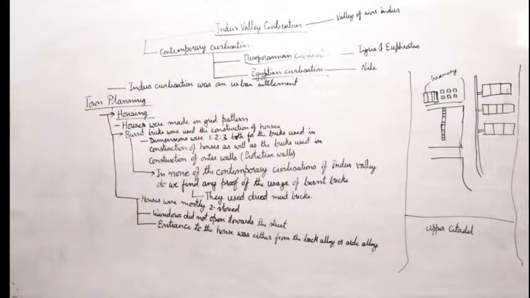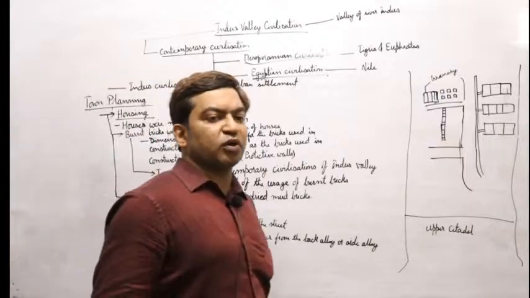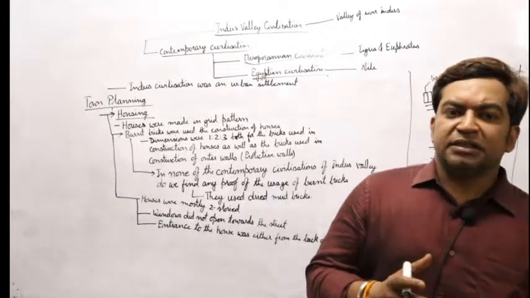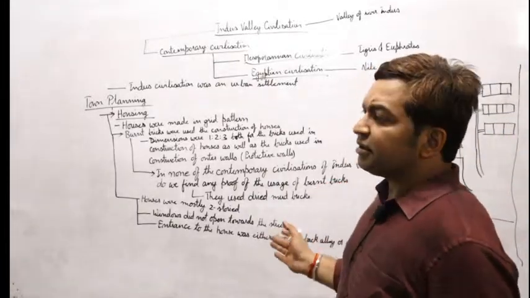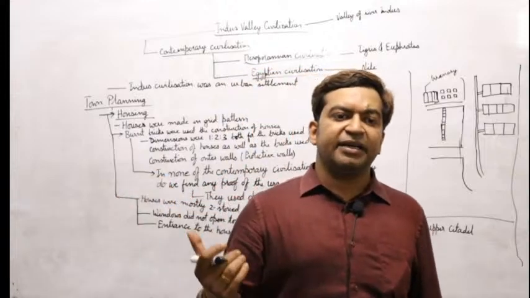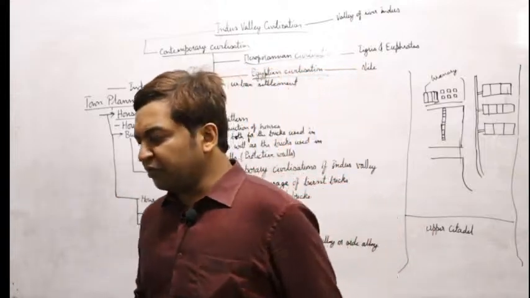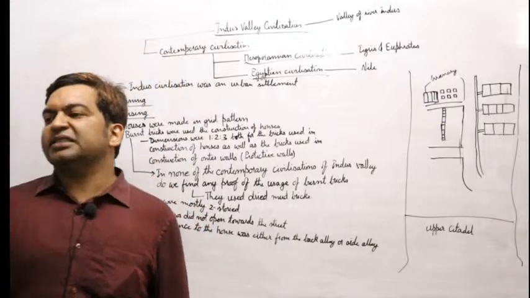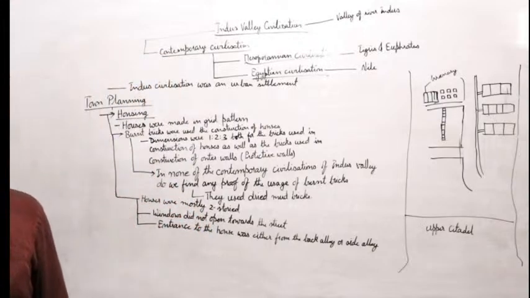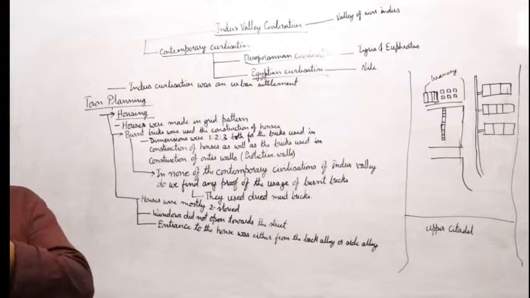Now, why would this be the case that windows did not open towards the street and entrance was not in the front? Rather, entrance was from back alley or side alley. Why would they construct a house in such a manner wherein the entrance was not from the front? Anyone?